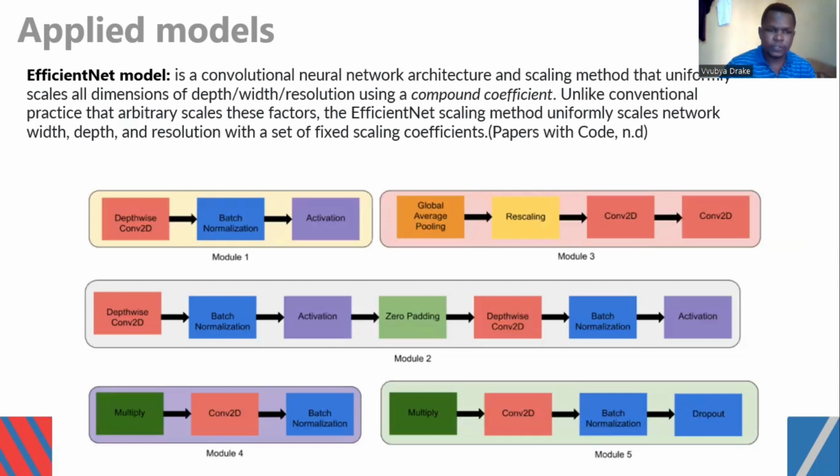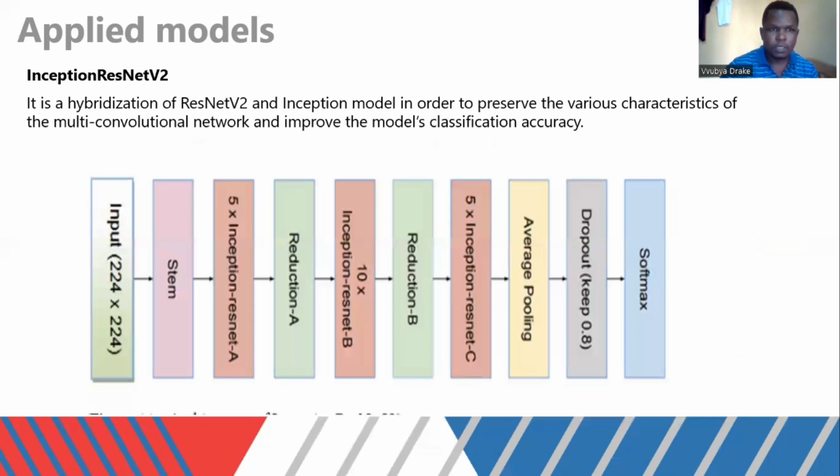Then dropout is used to reduce overfitting. Then they used Inception-ResNet-v3, which incorporates Inception and ResNet architectures. Here we incorporate Inception, which consists of 1x1, 3x3, and 5x5 convolutions, along with a max pooling operation.